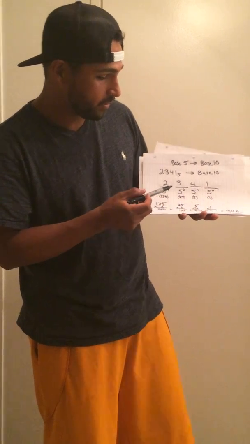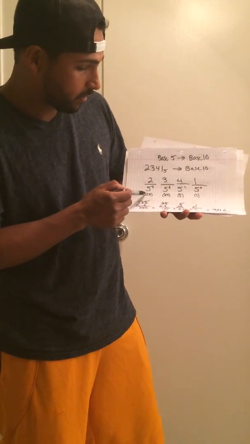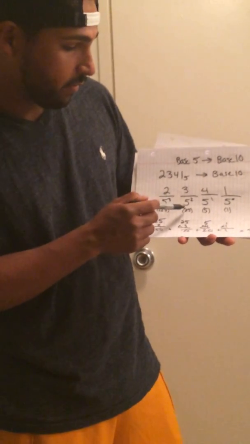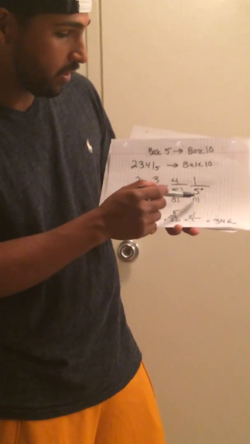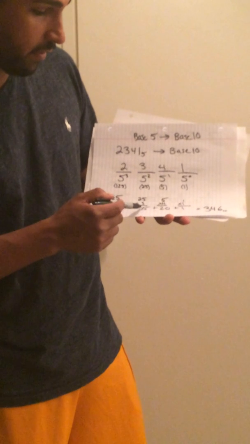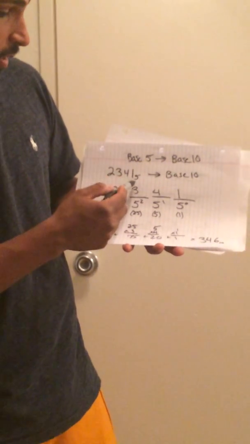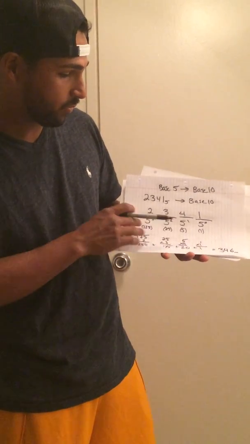And the way you get the final answer is you take 5 to the 3, which is 125, and you times it. So 125 times 2 is 250, and 25 times 3 is 75. 5 times 4 is 20, and 1 times 1 is 1. So those final answers, you add them all together, 250 plus 75 plus 20 plus 1 equals 346 base 10. And we can say base 10 because we're converting base 5 to base 10. So we converted 2341 base 5 to 346 base 10 by using this method here, which is really simple.